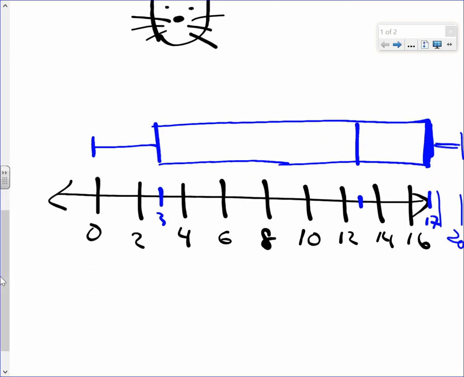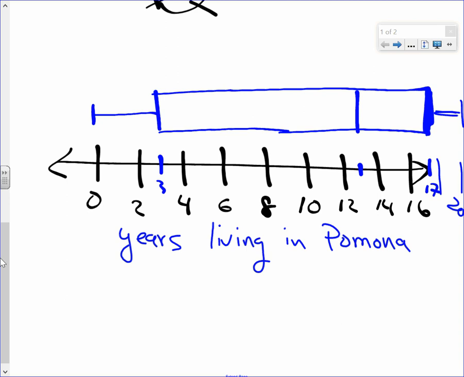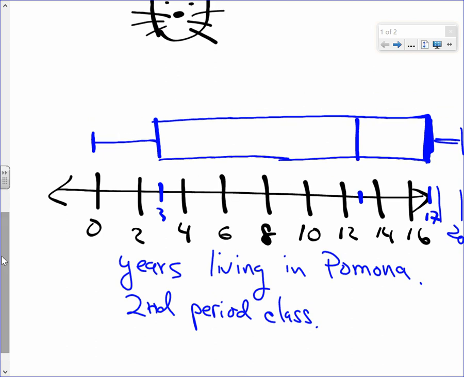You also have to summarize. What does this data mean? This is years living in Pomona. I'm going to write years living in Pomona. If you ever draw a box plot, you have to explain what the data means. You have to give the data a title, right, Horton? Years living in Pomona, second period class. Like, what's the data about, and who are we talking about? Is this the state of California? Who is this? Right. Years living in Pomona, second period class. So this would be the finished product at this point.